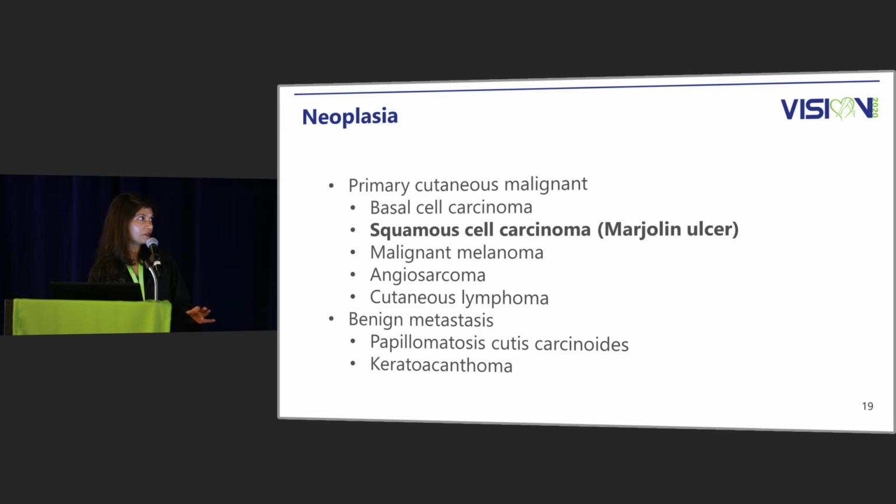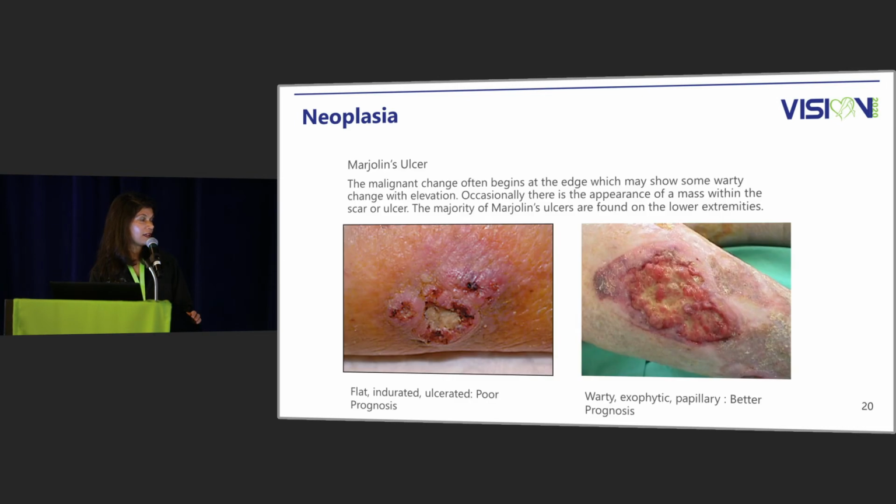Neoplasia: primary cutaneous malignancies such as basal cell, squamous cell, angiosarcoma, cutaneous lymphoma, or metastasis, papillomatosis, cutis carcinoides, or keratoacanthoma. I chose Marjolin's ulcer because that's an ulcer that occurs in chronic injuries or chronic wounds, such as venous ulcers. It is a malignant change in the edge or base of the ulcer.